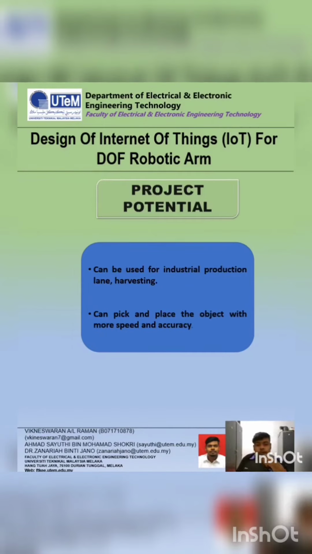The project potential is that it can be used for industrial production lines and harvesting. It's very easy for harvesting, because production lines and harvesting need a lot of manpower to finish the task. It can also pick and place objects with more speed and accuracy without delay. The robotic arm can pick and place an object within certain minutes, which means there won't be a delay, so it will function very efficiently.